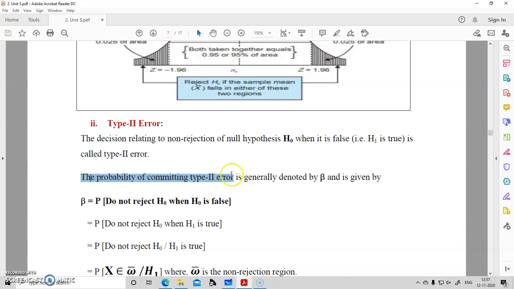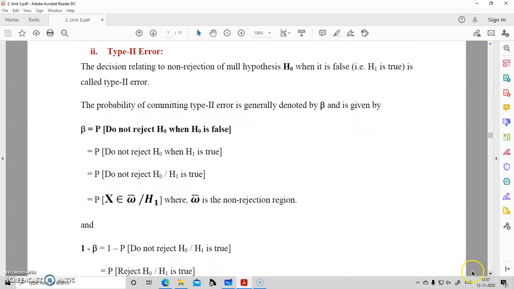The probability of committing this type of error is known as the beta error. Beta is nothing but the probability of do not reject H0 when H0 is false. That is, do not reject H0 when the opposite, H1, is true. So do not reject H0 when H1 is true. We can write the probability beta as x belonging to the non-rejection region given H1. So 1 minus beta is 1 minus the probability of do not reject H0 when H1 is true. The complement of that is reject H0 when H1 is true. This is the correct decision.